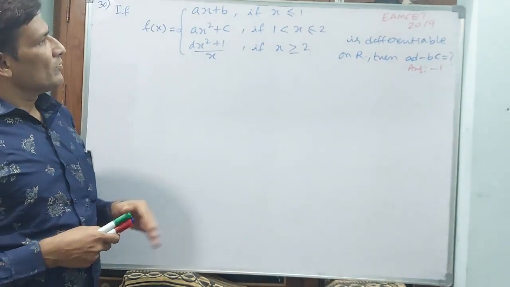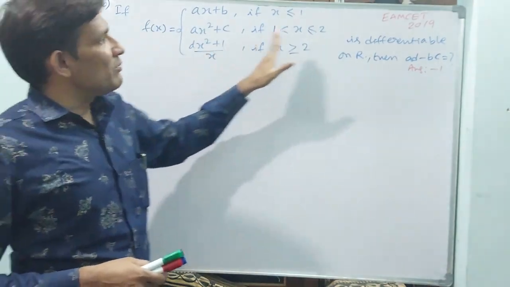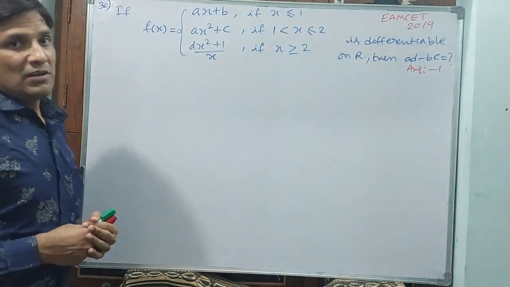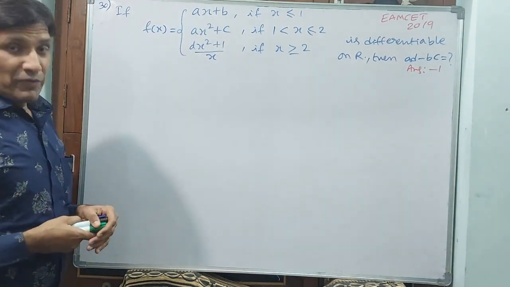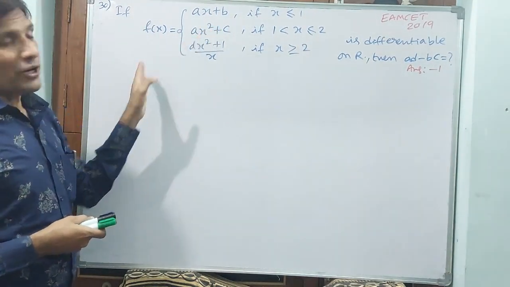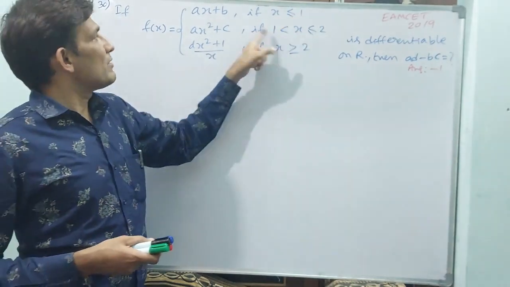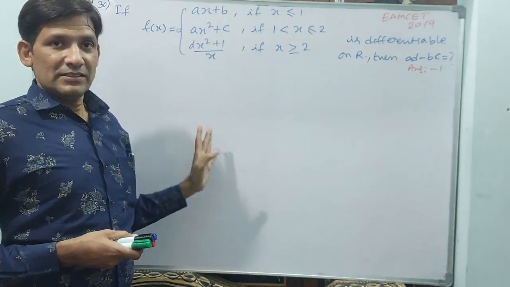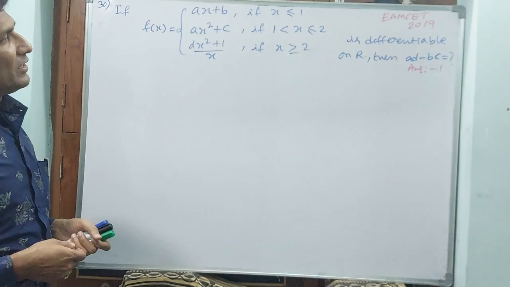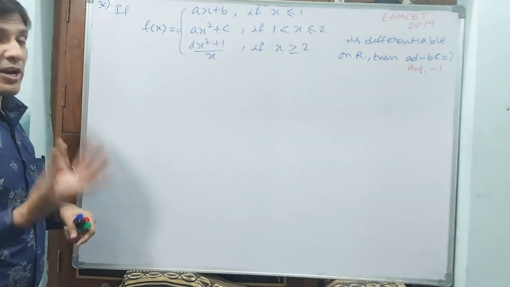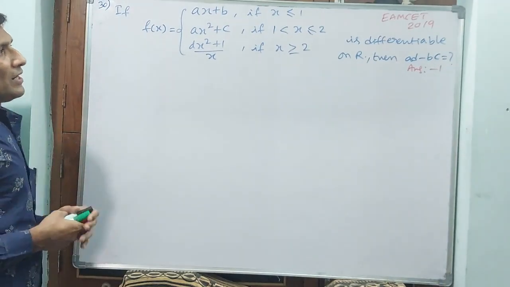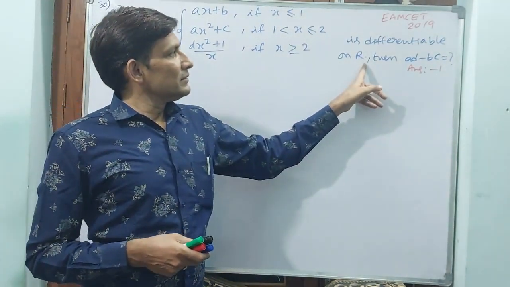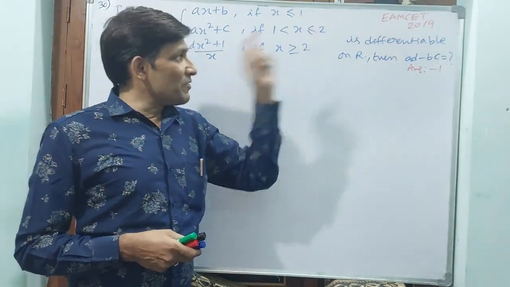Now, this function is differentiable, like they are telling. If it is differentiable, it means automatically it is continuous. Continuous means at 1 and 1 both have to match. That is also we know. Continuous may not be differentiable, but differentiable means it should be continuous. Now they are asking, what is the value of AD minus BC?